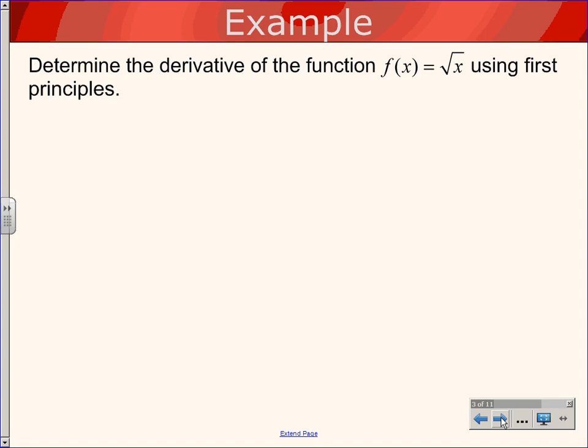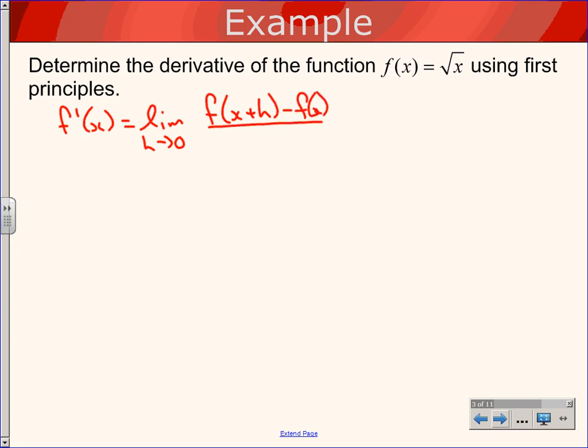And here's where we're going to start. It says determine the derivative of the function using first principles. So first principles is the long way. First principles means use our limit definition, which was taking our difference quotient and letting h approach 0. So really what that was doing was it was taking our secant line and letting it approach a tangent line.